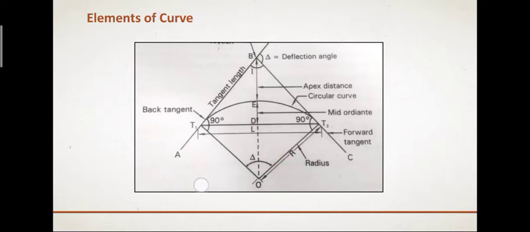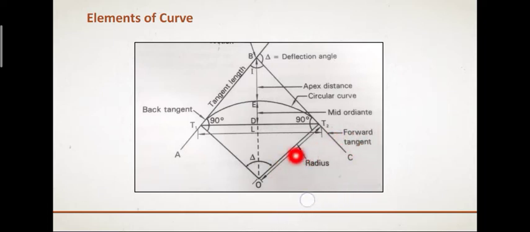There are two tangents to the curve. It makes a tangent with the curve, so it is called tangent length. It's a back tangent, the point where your curve starts. The curve where it ends is called the forward tangent. This tangent is called the forward tangent.